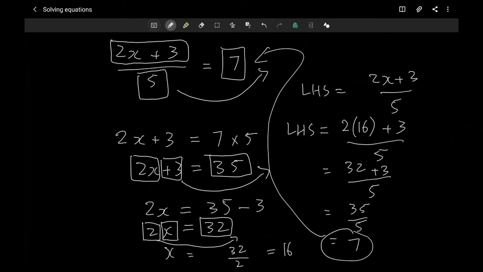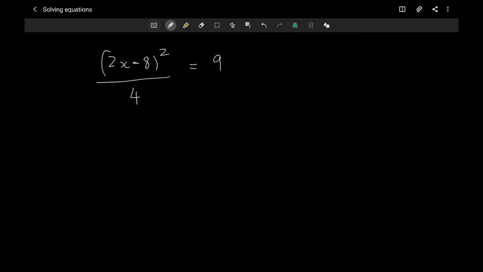So as you can see, it doesn't really matter how complicated or complex the equation looks. You can always solve it using the 3-box method. To test this theory, whether the 3 boxes actually work on complicated equations, let's take a look at this equation. We have 2x minus 8 all squared divided by 4 is equal to 9. And we need to find out what x is.